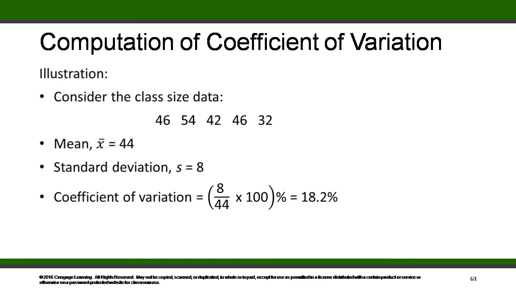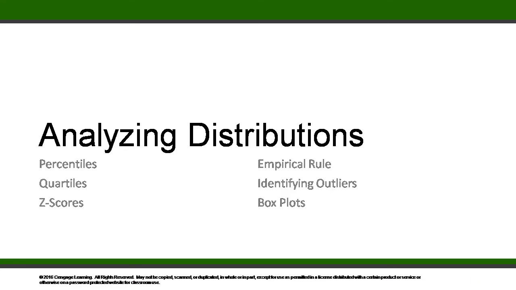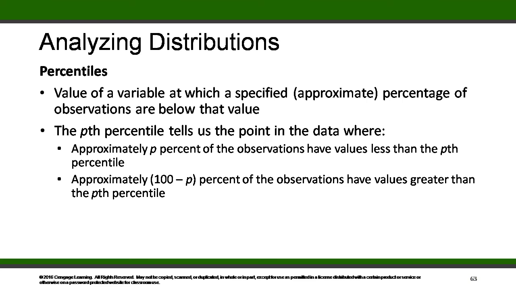Analyzing distributions, including percentiles, quartiles, z-scores, empirical rule, identifying outliers, and box plots. Percentiles. The value of a variable at which a specified approximate percentage of observations are below that value. The pth percentile tells us the point in the data where approximately p% of the observations have values less than the pth percentile. Approximately 100 minus p% of the observations have values greater than the pth percentile.